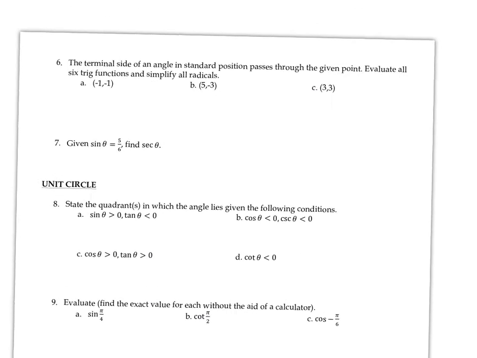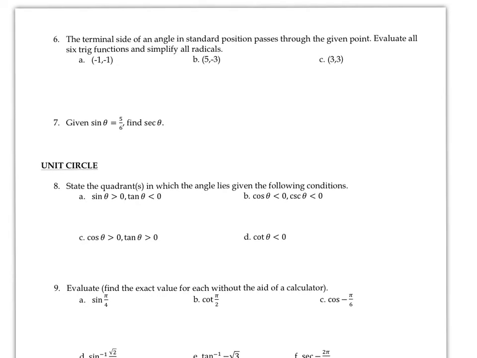If we keep going, it says the terminal side of an angle in standard position passes through the given point. Evaluate all 6 trig functions. So if I sketch this, I go negative 1, negative 1. I'd have to do the Pythagorean theorem to find the hypotenuse.